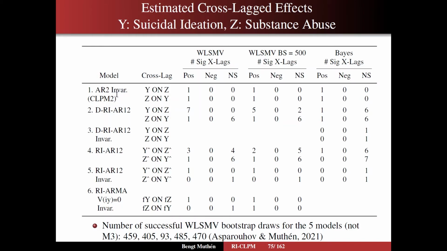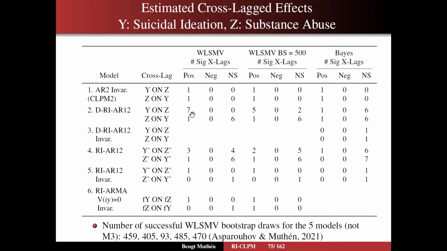Now for that invariant model, the number of significant cross-lags is 1 for each. There is only 1 of each, and that's significant. As we will see, however, that's a very small effect that's of no interest from a practical perspective. You get the same result with bootstrapping and the same result with Bayes. But look at the other model here, RI-AR12.